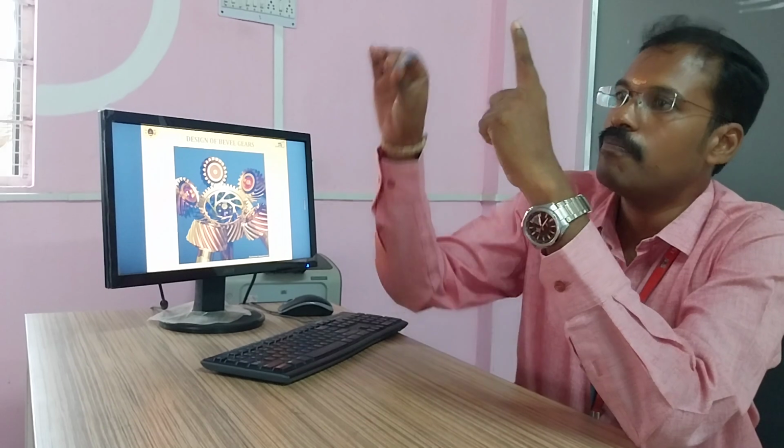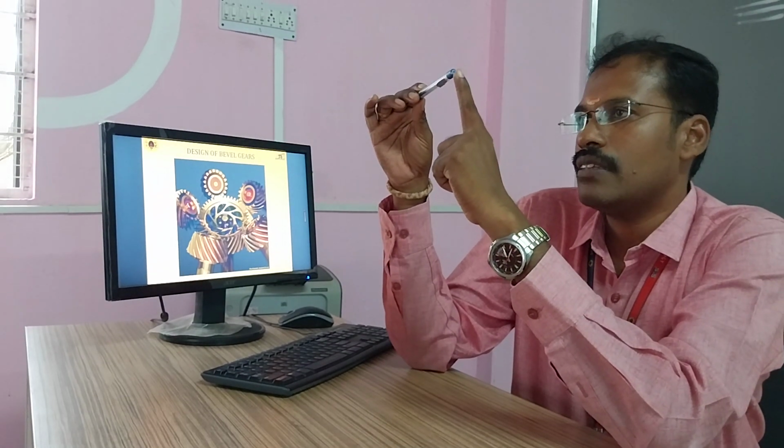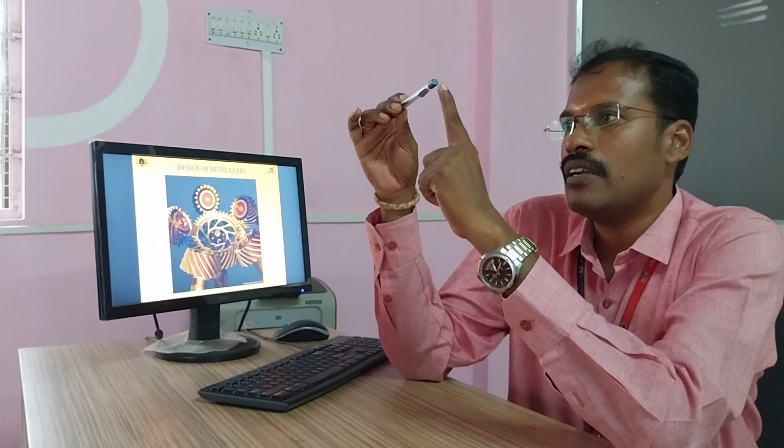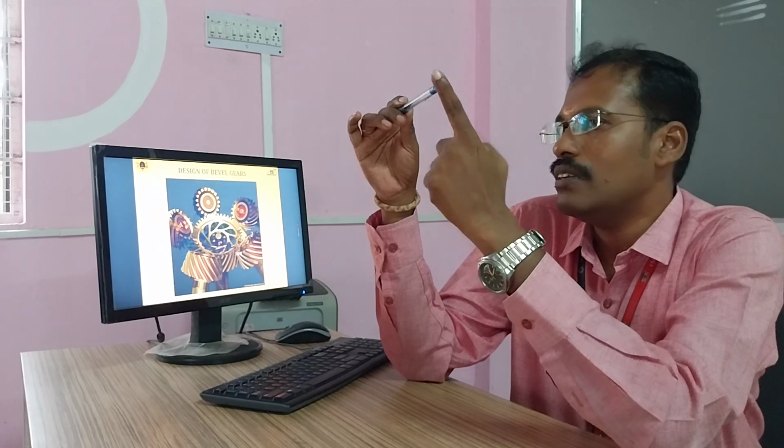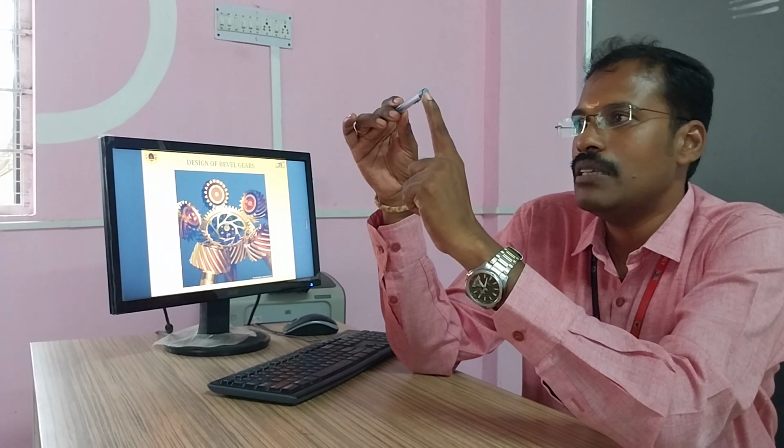Bevel gear. What is the beauty of bevel gear? What are the comparisons between the spur gear, helical, and bevel gear? Comparatively, for perpendicular power transmission we can use bevel gears. For example, the prime mover shaft is like that, and your machine shaft is like this. This is a perpendicular power transmission. Here, the spur gear, helical, and worm wheel are not applicable. For this situation, we can recommend the bevel gear.